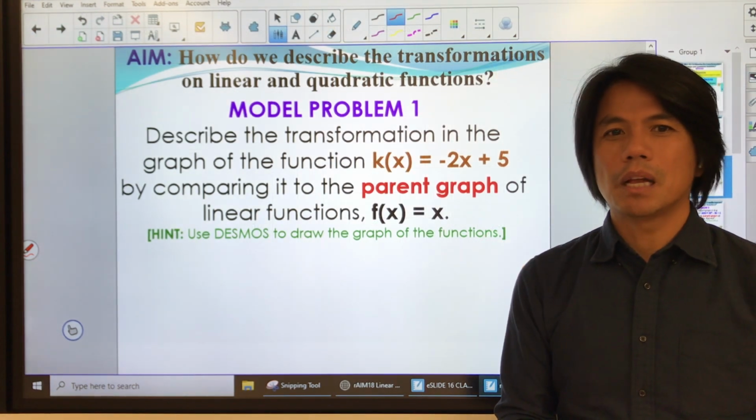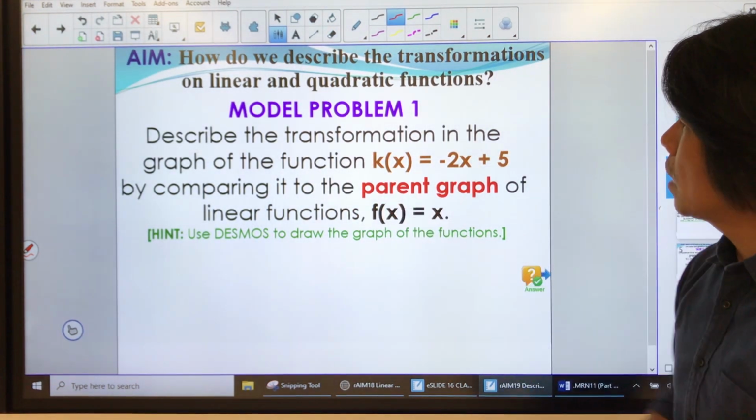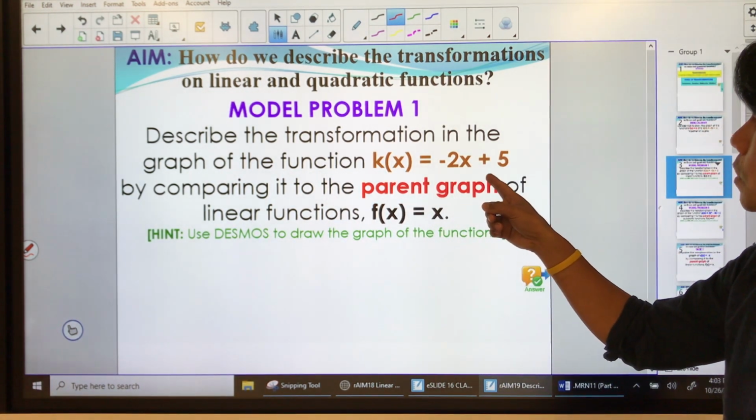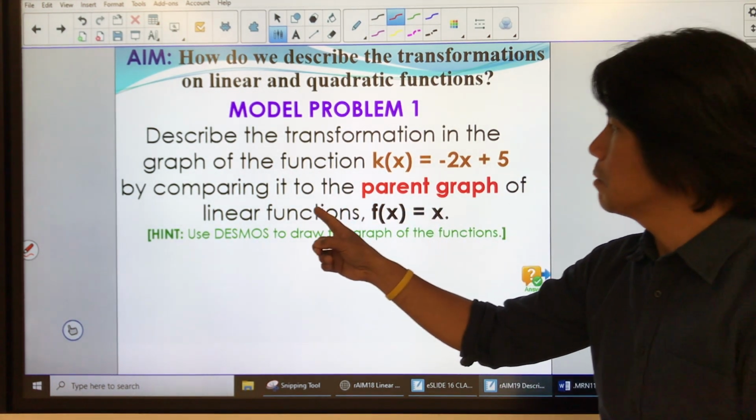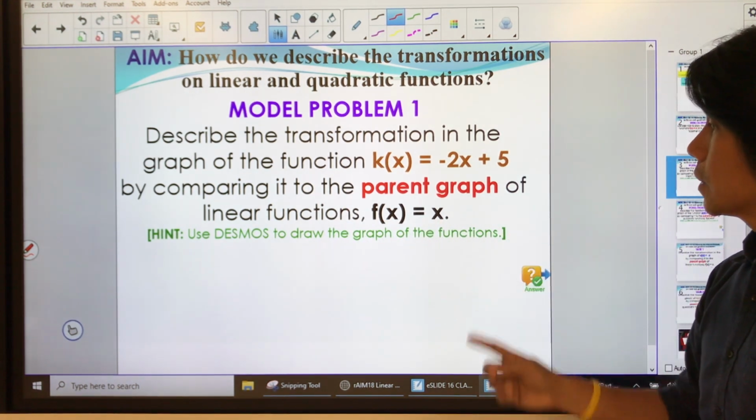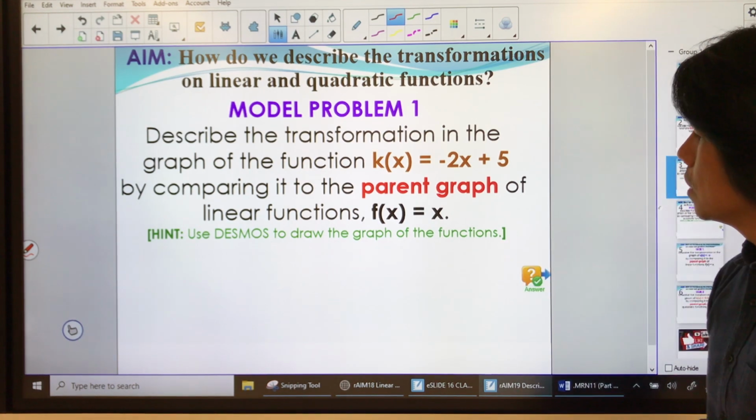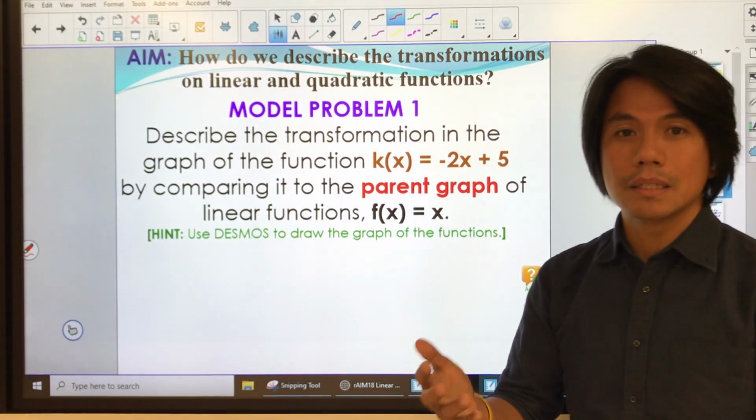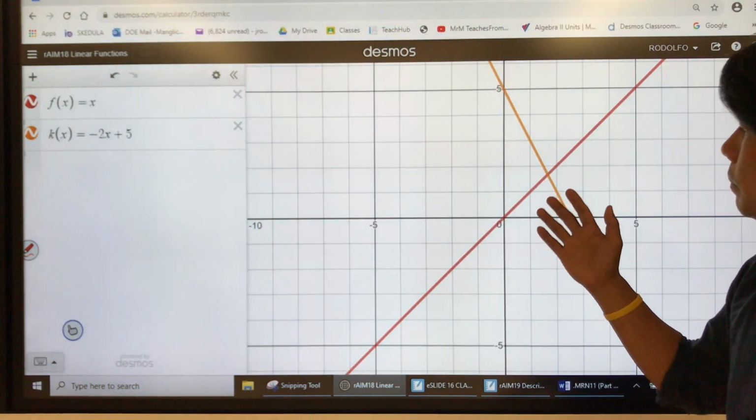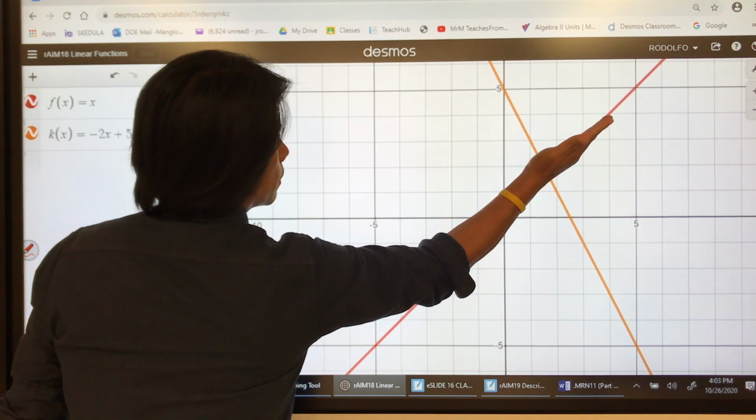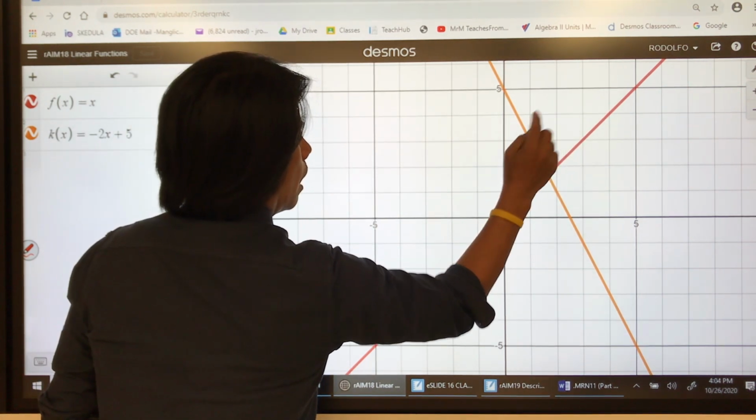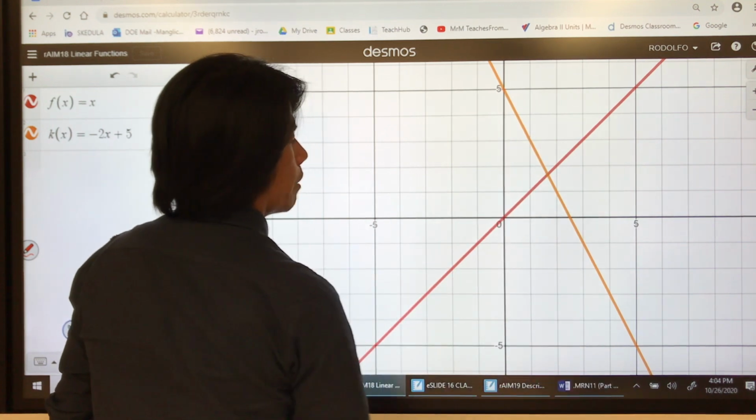Now let's have the first model problem. It says, describe the transformations in the graph of the function k of x is equal to negative 2x plus 5 by comparing it to the parent graph of linear functions f of x is equal to x. Again, we're going to use DESMOS to draw the function which we did in the intro activity. Now let's take a look again on the graph. So if this is the parent graph or parent line, what is the transformation that happened on the orange graph?